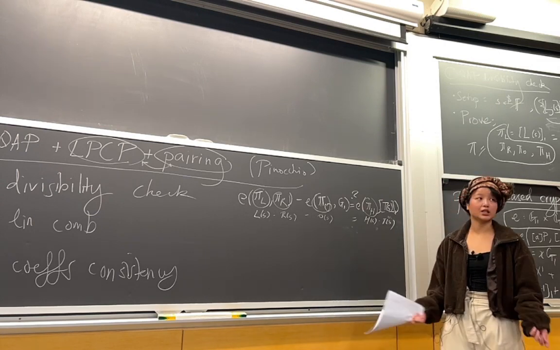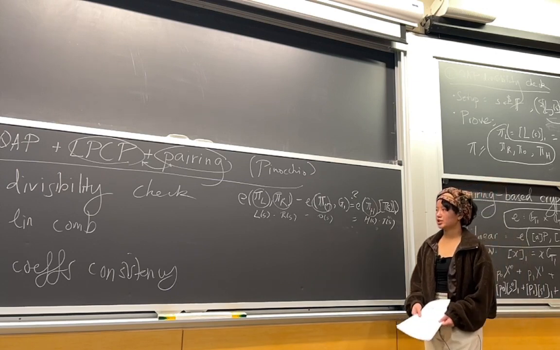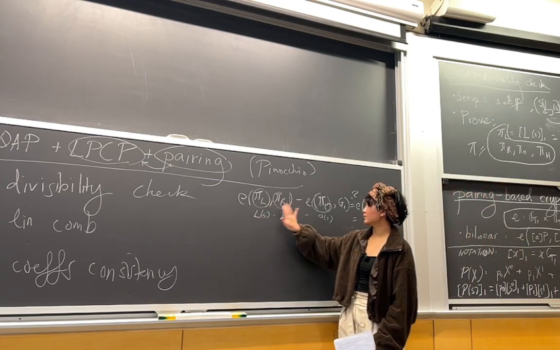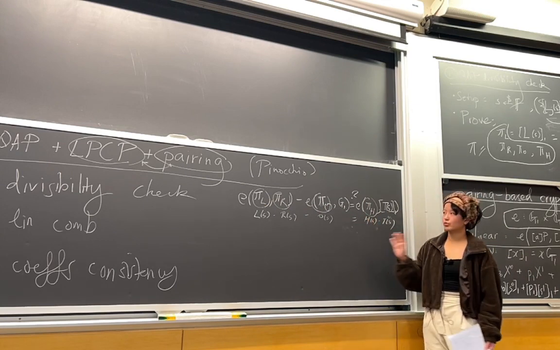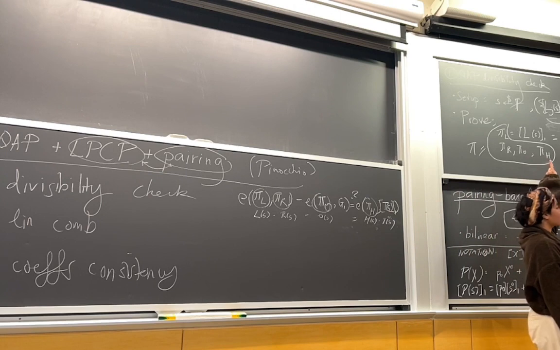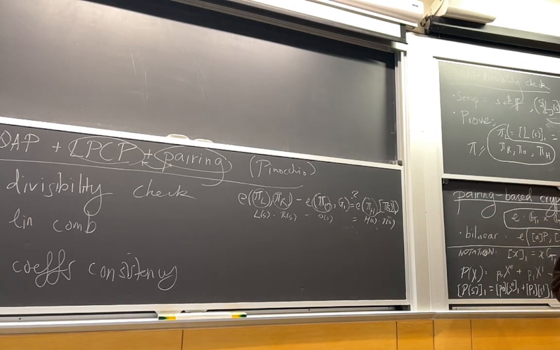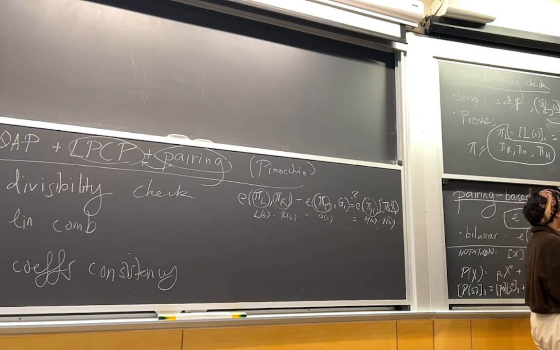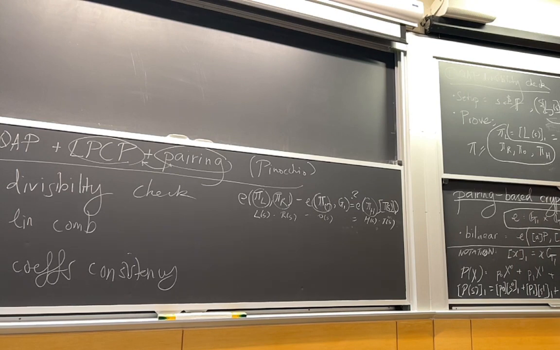And really what you need to do is check that these pi L's, pi R's, and pi O's were constructed from the L's, R's, and O's that you provided in the SRS. Does the prover pick S or the verifier? So the answer is neither. S is picked before, in the setup phase, before the protocol even starts.